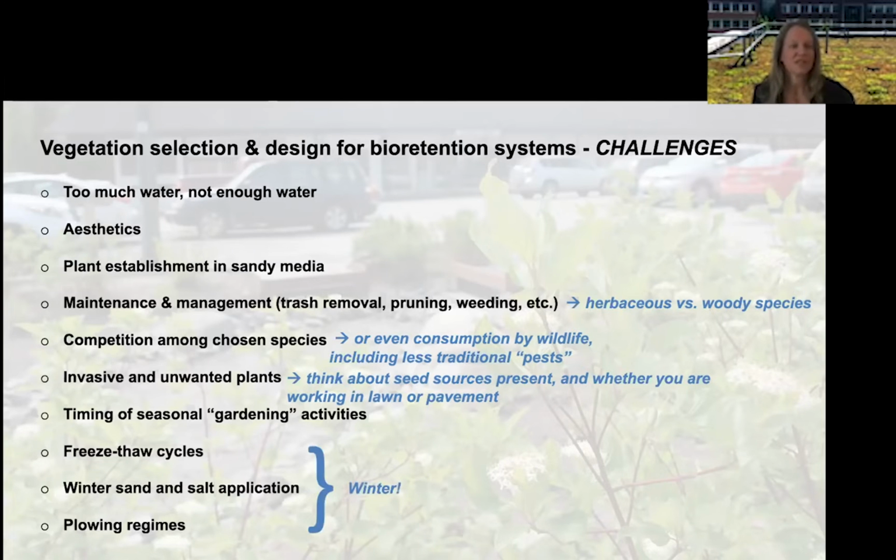There's lots of consideration of seasonal gardening activities, and then winter, just in general. You have freeze-thaw cycles to think about. You have sand and salt application, which I talked about, and plowing regimes. Actually, the larger plants around the outskirts of that project that I described to you, the most recent one with the dogwood and the willows and the Comptonia, are also a way to tell the plows that something is here, because when there's so much snow, sometimes it's actually hard to see these systems. So maybe it's a reason to have larger woody material.